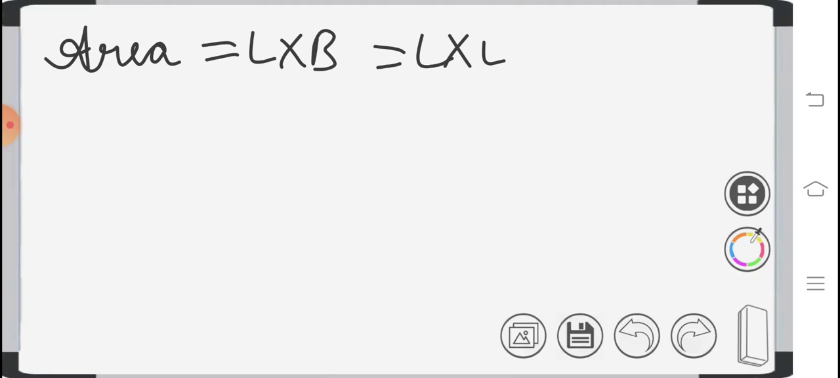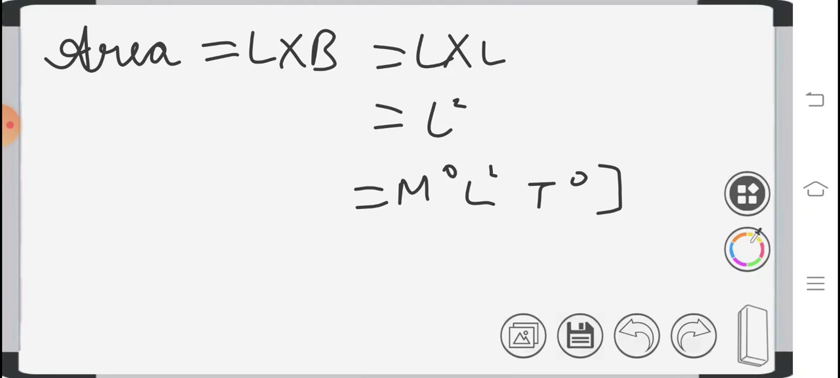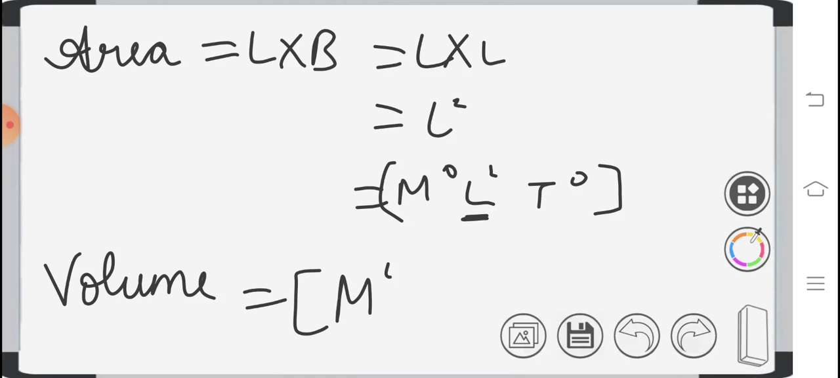Now let us see the dimensional quantities, some important ones. If somebody asks you the dimensional formula for area, what is it? Length into breadth, so L into L, which is L square. So it will be M to the power 0, L to the power 2, T to the power 0. This is the dimensional formula for area. Then volume will simply be L to the power 3. Rest all will remain the same.